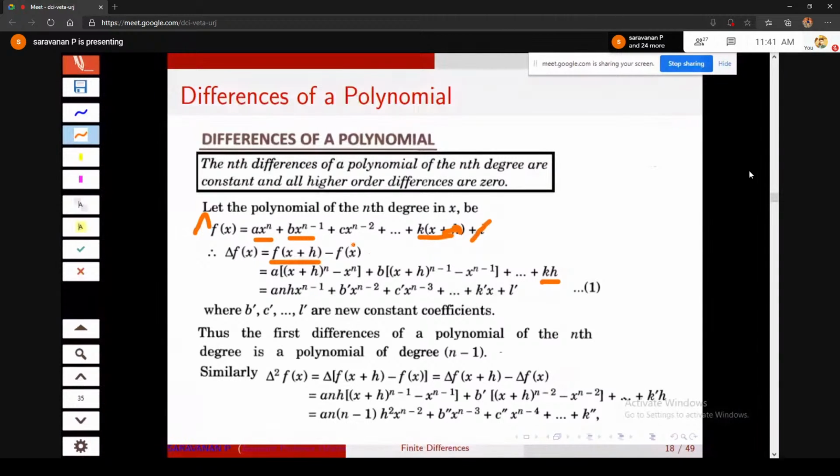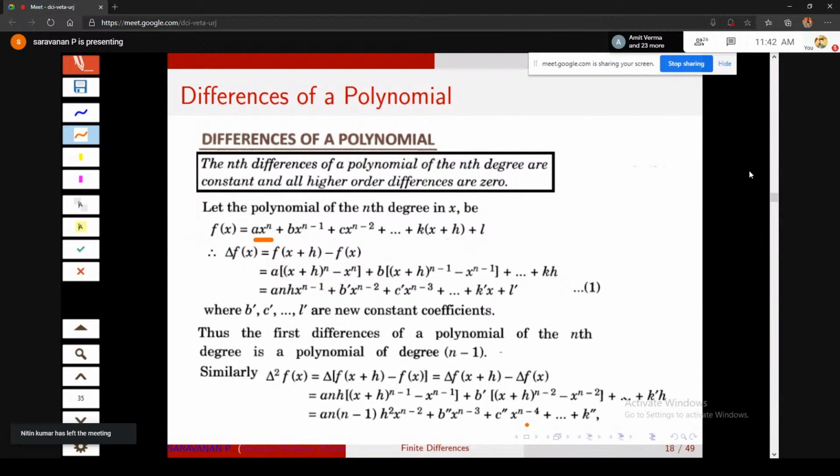Right? Similarly, what will be the first term? a is a constant. So from both terms, we can take a out. Here you will get x plus h power n. In f of x, you will get x power n. Second term, b you can take it out. In f of x plus h, you will get x plus h power n minus 1. In f of x, you will get x power n minus 1. So you will get this. Is it clear? Any doubt in this step?